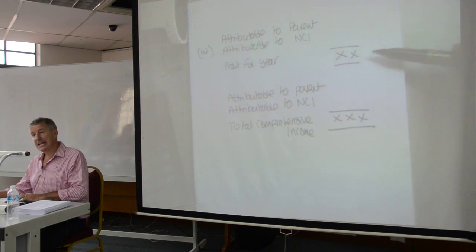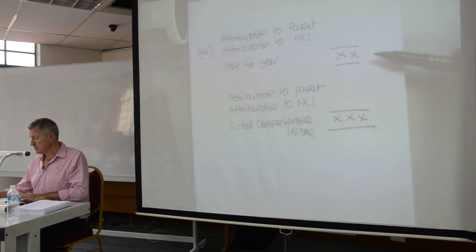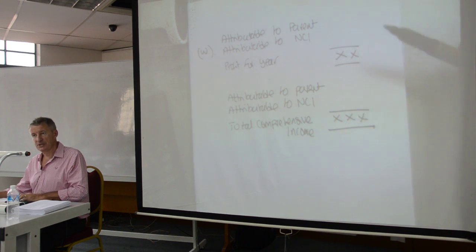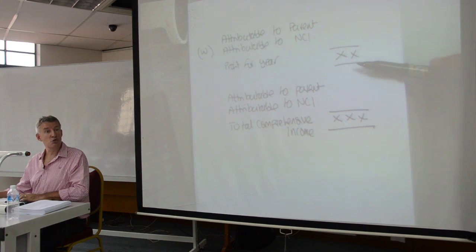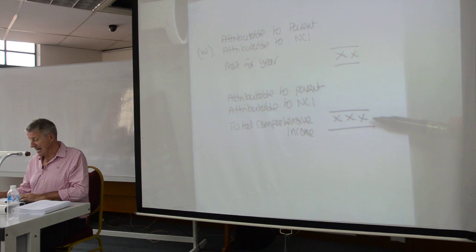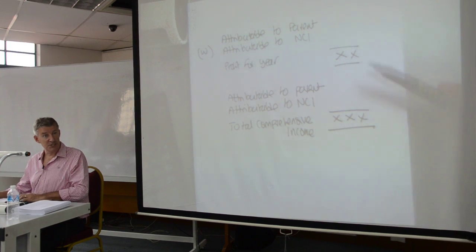I indicated when we did the question that the profit for the year was not a number that you would necessarily calculate per se because it's so complicated. So I indicated it with 2 crosses, and then we had total comprehensive income, which we can indicate with 3 crosses, and that's consistent with the symbols that we used before the break.